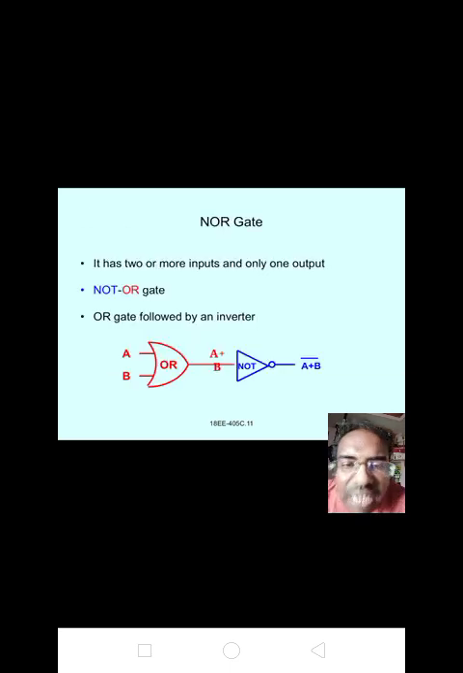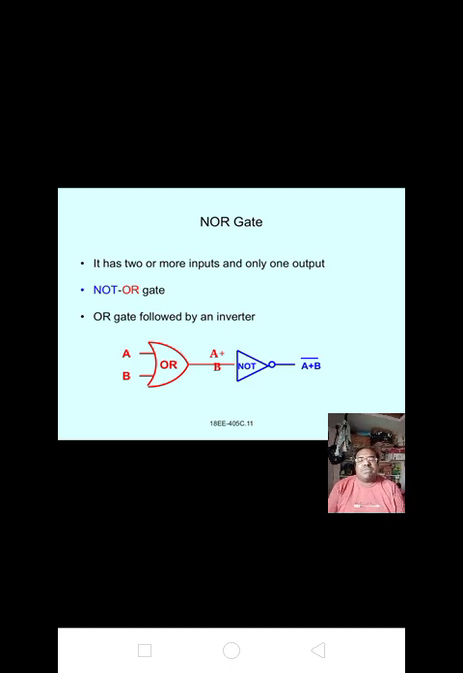In OR gate, it has two or more inputs and only one single output. NOR gate is a combination of NOT gate and OR gate. That is, NOR gate equals NOT gate plus OR gate. OR gate is followed by an inverter. Here OR gate symbol and NOT gate symbol are given. If we mix them together, we get the output of NOR gate.